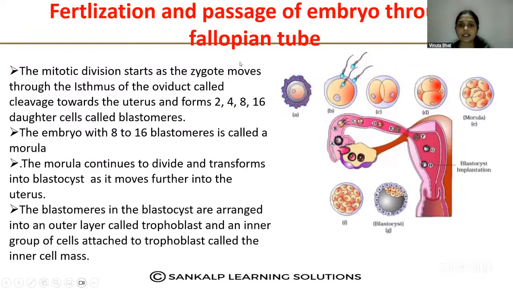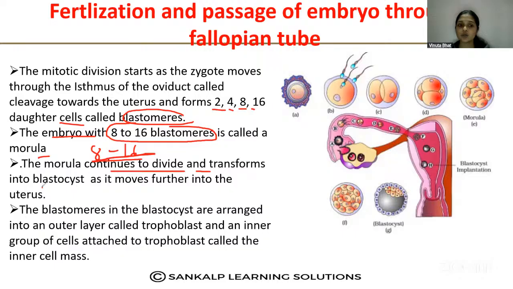Fertilization and implantation. After fertilization, the zygote divides into two, which becomes the 2-cell stage, 4-cell stage, 8 and 16 daughter cells, called blastomeres. The embryo with 8 to 16 blastomeres is called a morula. So the morula divides and transforms into a blastocyst.